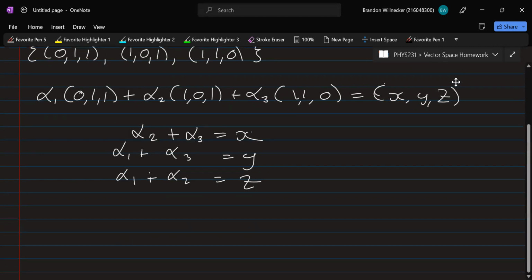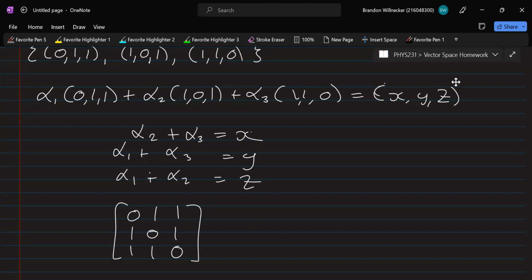This we can write as a matrix. So this is going to be 0, 1, 1 for the first column here, 1, 0, 1 for the second, and 1, 1, 0 for the third. And then it's this times alpha 1, alpha 2, alpha 3. And that must be equal to x, y, z, which is given.